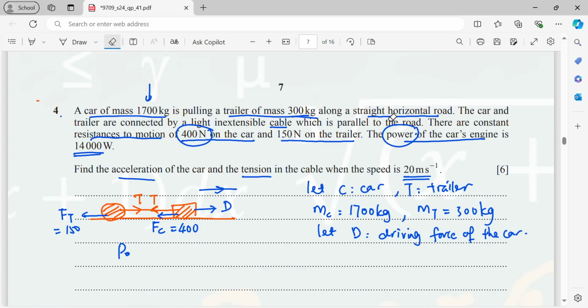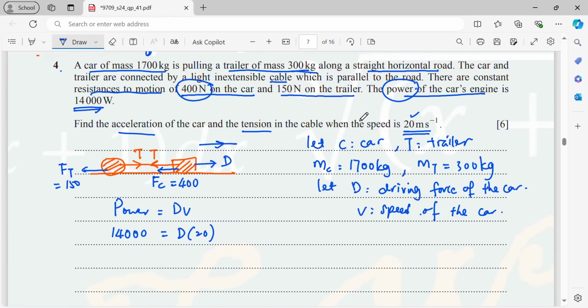Okay, so the power is actually defined as D times V, whereby V is the speed. Okay, V is a speed. Now from here, the speed is given as 20, and the power is given. So that means 14,000 equals D times 20, the speed of the car.